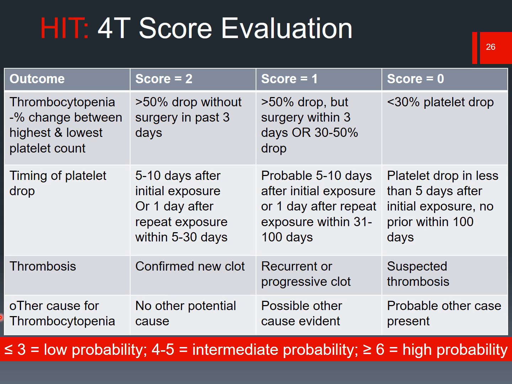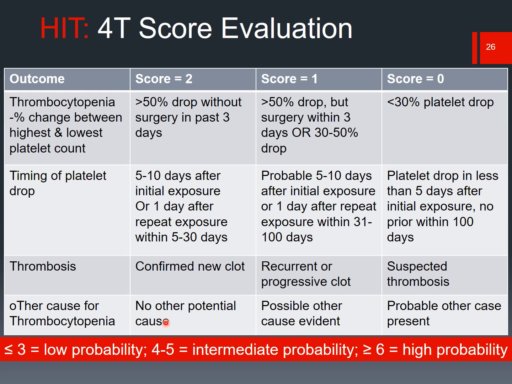And then the last T is other. So the T here is capitalized. Any other causes for thrombocytopenia will reduce that score. If they have no other cause for the thrombocytopenia, then they would have a score of 2. So no other cause will give them a higher score. Any possible cause will decrease that score.